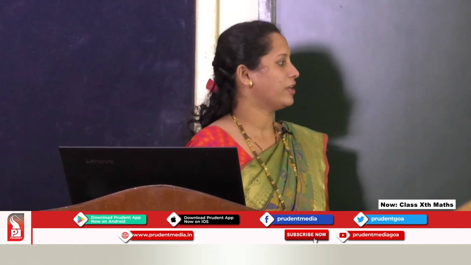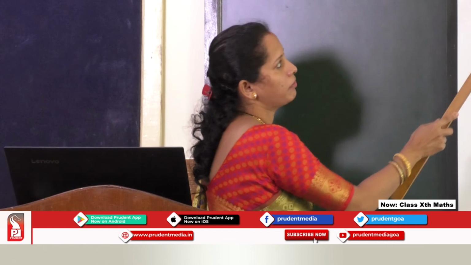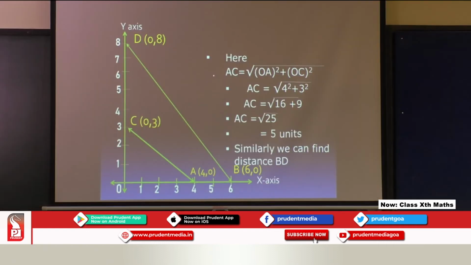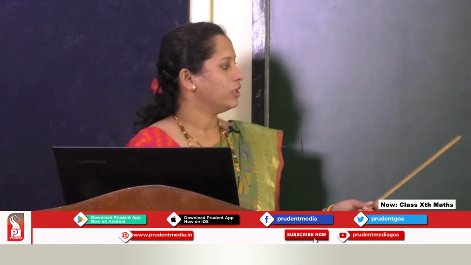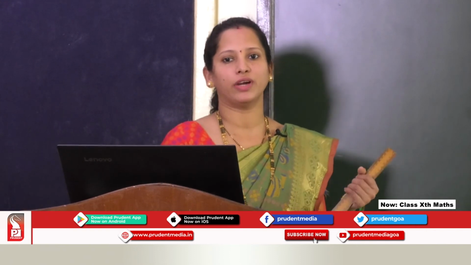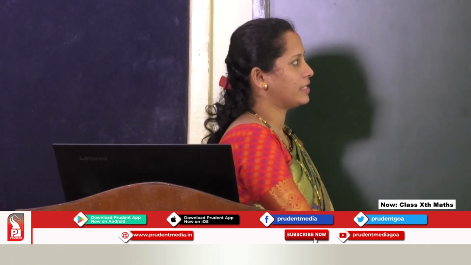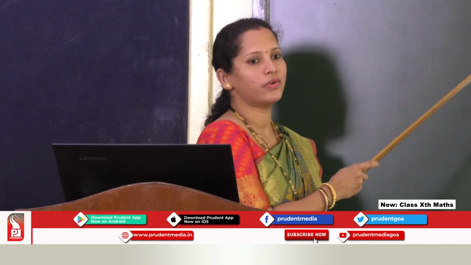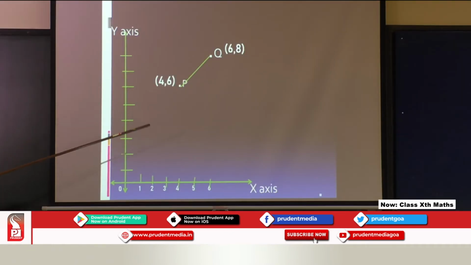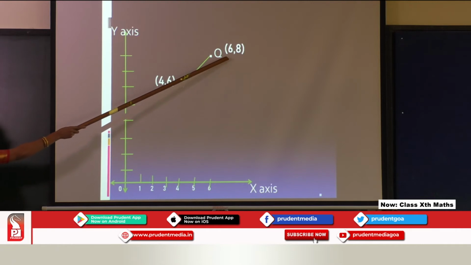So similarly we can find BD by using the Pythagoras theorem. So here now already we have seen how to find the distance when the coordinates are on the x-axis and when the coordinates are on the y-axis. Now let us see how to find the distance of the point which lies in the first quadrant. So this is the first quadrant, both are positive coordinates. So here we have the points 4, 6 and 6, 8.